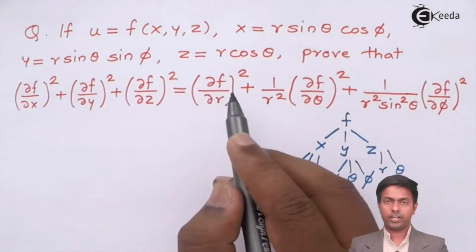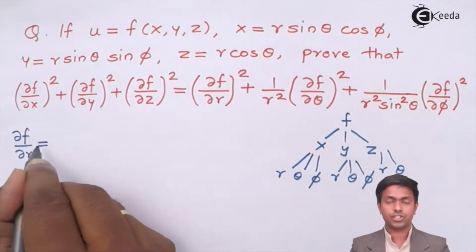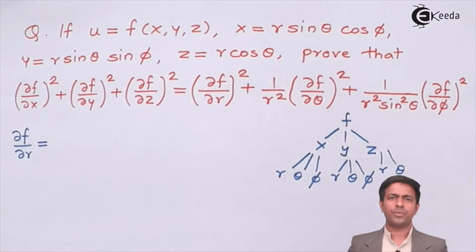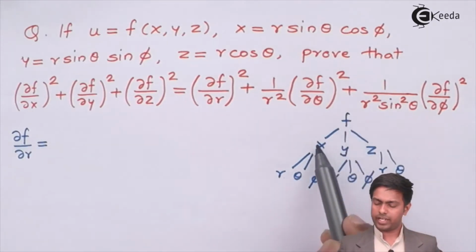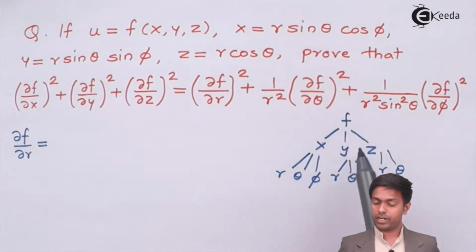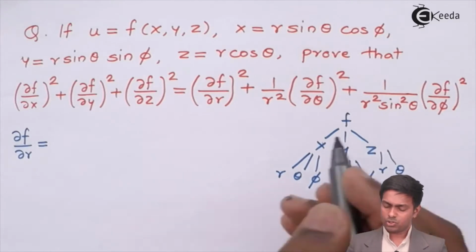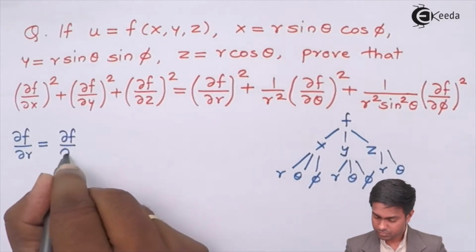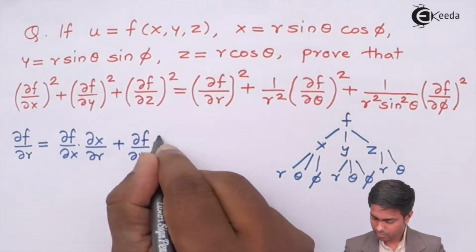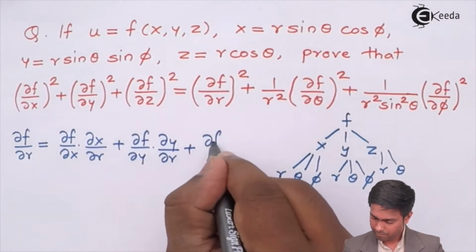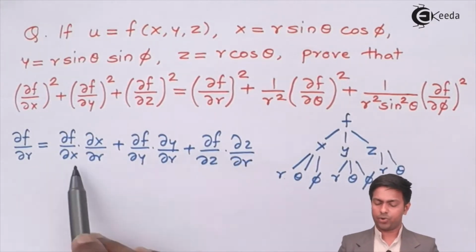So let's find out del f by del r. Guys, we know that in partial differentiation we apply the chain rule. From f to r there are three paths, that is f to x, x to r, f to y, y to r, and f to z, z to r. On these three paths we will apply the chain rule. So here I've applied the chain rule on three paths.